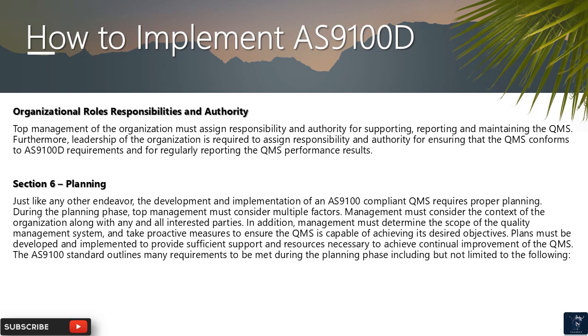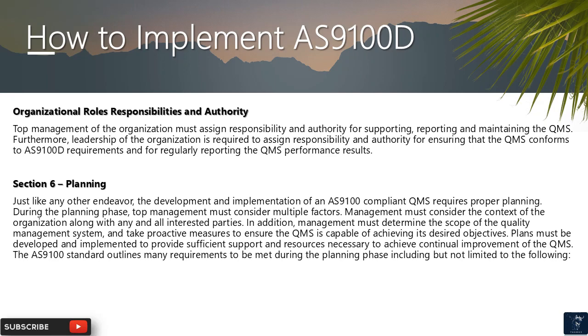Section 6, Planning. Just like any other endeavor, the development and implementation of an AS9100 compliant QMS requires proper planning. During the planning phase, top management must consider multiple factors. Management must consider the context of the organization along with any and all interested parties. In addition, management must determine the scope of the quality management system, and take proactive measures to ensure the QMS is capable of achieving its desired objectives.